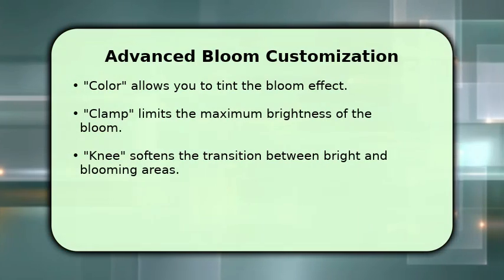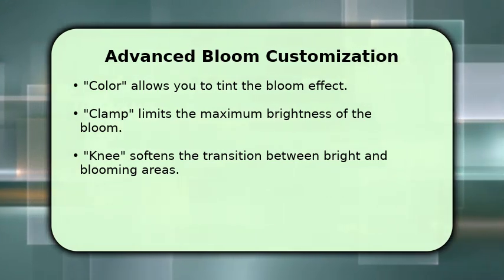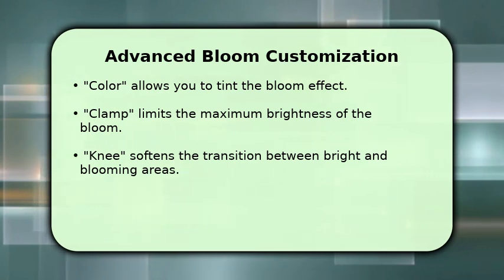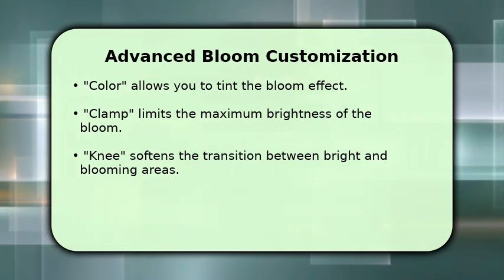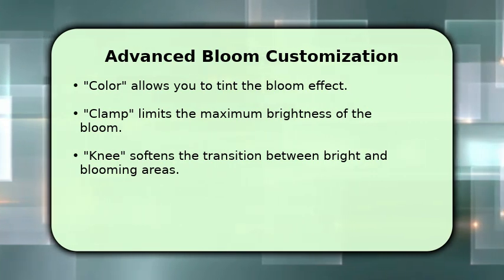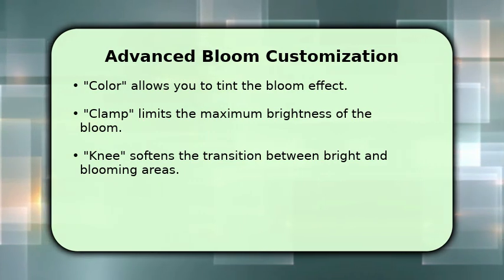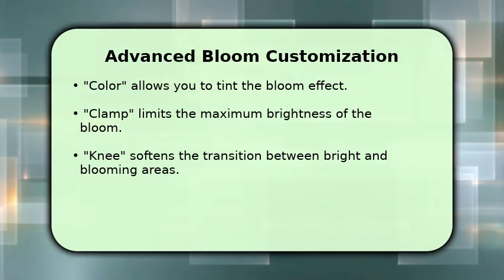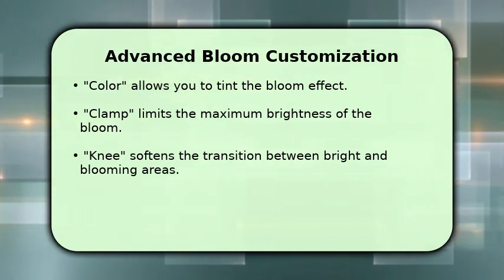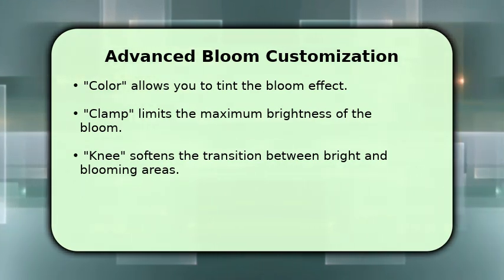Beyond the basics, you can further refine your bloom. The color option lets you introduce a specific hue to your glow, perhaps a warm orange or a cool blue. Clamp is useful for preventing overexposure, setting a maximum brightness for the bloom. The knee value helps create a smoother, more natural transition from bright objects to their glowing halos. These advanced controls offer precise artistic direction.